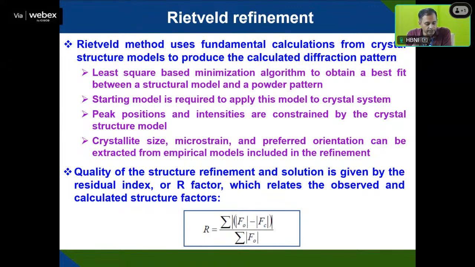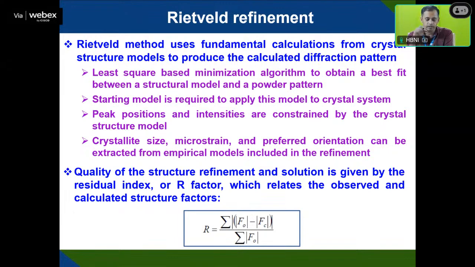You can use this Rietveld method, which uses fundamental calculation from a crystal structure model to produce a calculated diffraction pattern. You get the diffraction pattern from the instrumentation, from the X-ray experiment, and then by using this Rietveld analysis, theoretically you can calculate it, considering the plane, position, space group, and all these things. So you can calculate a model, and then use a least squares based minimization algorithm to obtain the best fit between the structural model and the powder diffraction pattern.